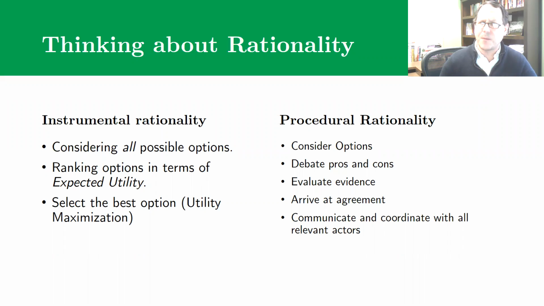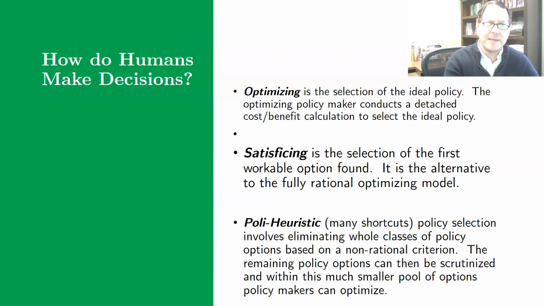So we're making much less of a claim about a perfect process. There's no discussion that we're going to get all the possible options. There's no guarantee that we've evaluated things perfectly in terms of expected utility. And so we're debating pros and cons. We're evaluating evidence. And we're not making a claim that we've chosen the best outcome possible. What we're saying is that there's a process to try to identify better possible solutions rather than worse. So procedural rationality makes fewer claims about maybe perfect decision-making that we might get with instrumental rationality.